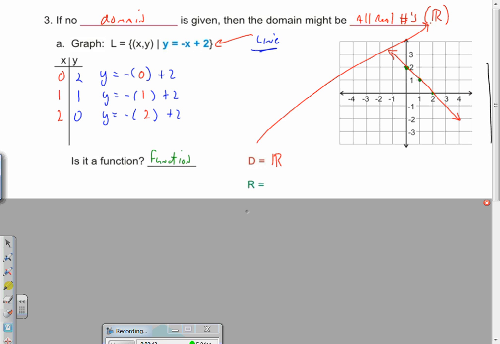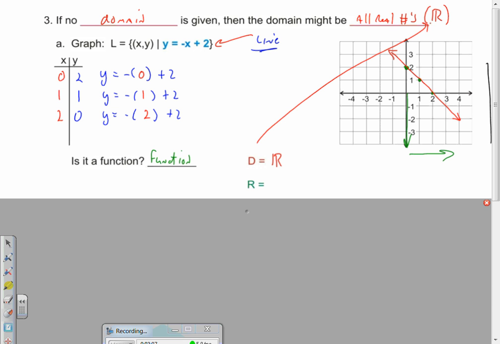Now for the range, what's the highest? Let me do lowest first. I don't want to mess you guys up. I always like to go lowest first. If I go down to -10, is the line going to be across from it? Yes. If I go down to -50, is the line across from it? Yes. If I go down to -1,000,000, is the line across from it? Yes. So all the possible negative values.